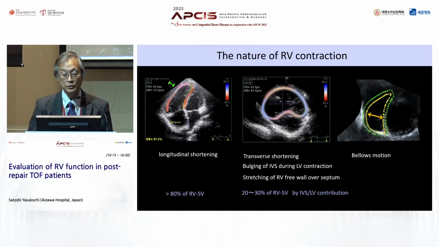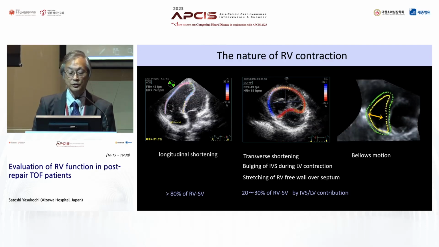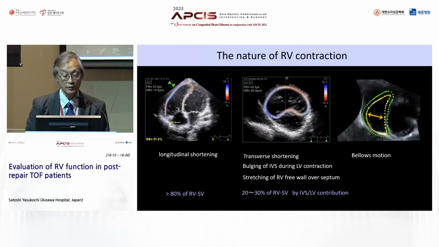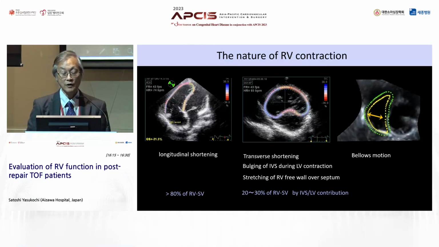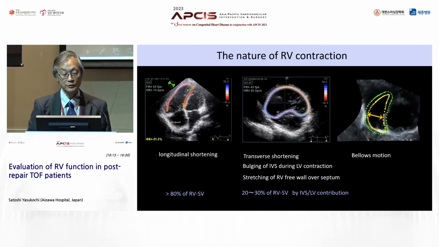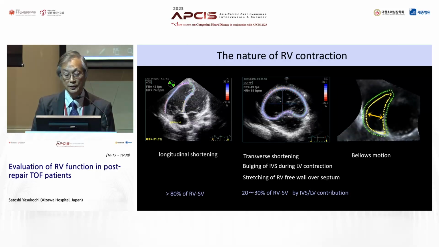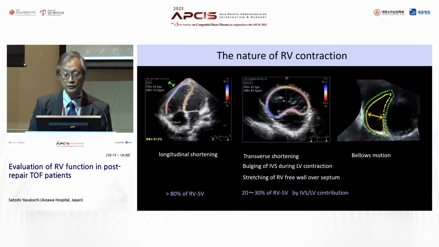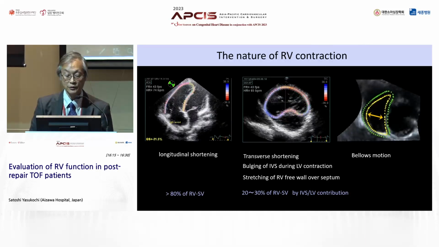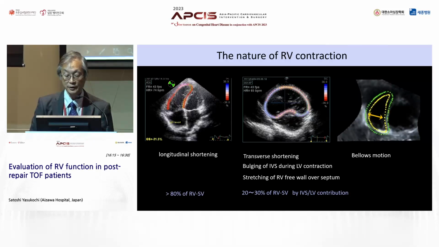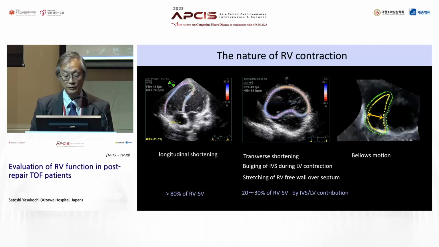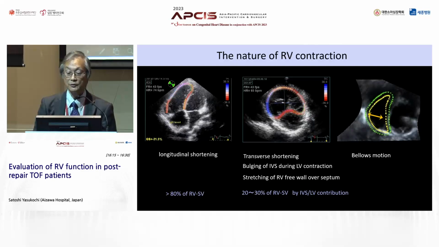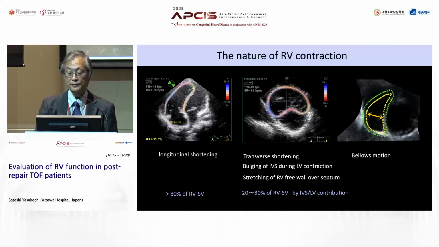The nature of the RV contraction was detected by 2D speckle tracking. On the left side is the longitudinal shortening, and almost 80% of the RV stroke volume originates from the longitudinal contractions. The middle part is the transverse shortening, bulging of the IVS during the LV contractions, and stretching of the RV free wall over the septum. This is 20 to 30% of the RV stroke volume by the IVS and LV contributions. And the right side is the bellows motion.